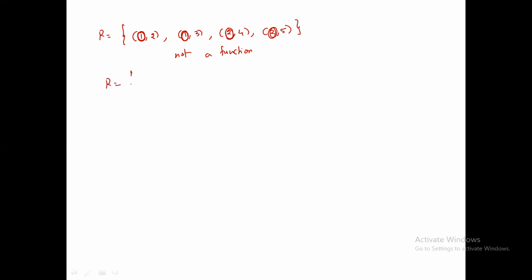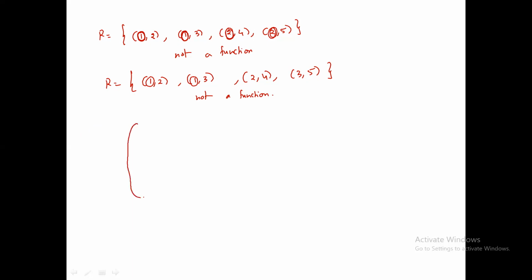Suppose I say, okay, I will repeat 1 comma 2, 1 comma 3, but 2 I will not repeat. 2 comma 4, 3 comma 5. Even then it is not a function because this x is repeating twice. That's why it is not a function.